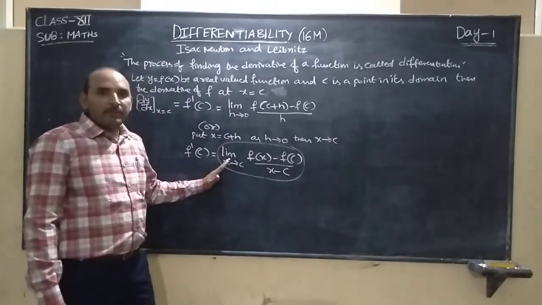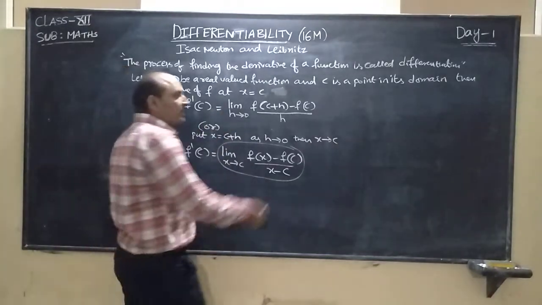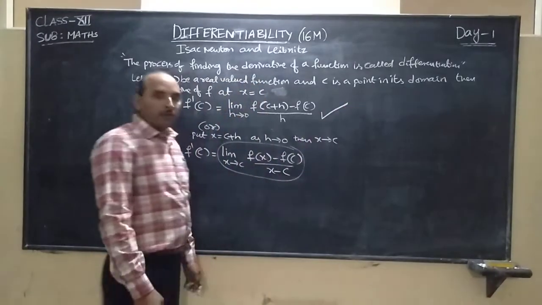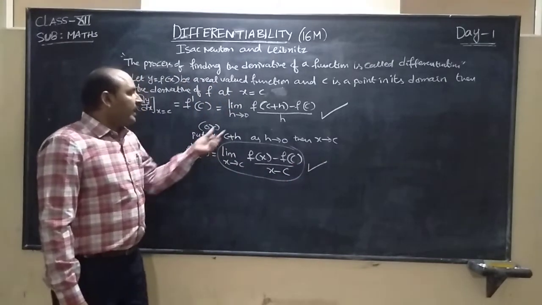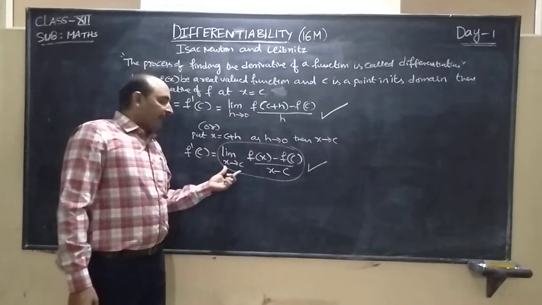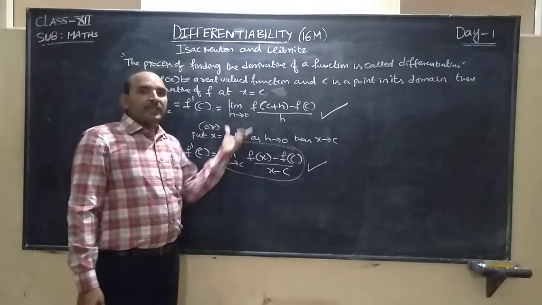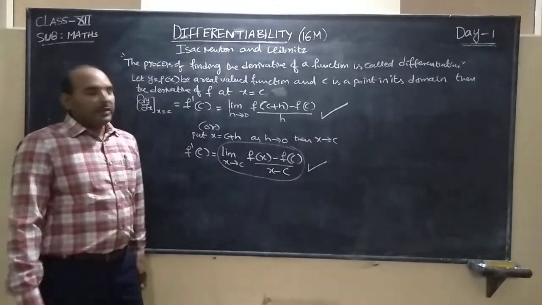This form is nothing but another form of the derivative of the function. This is one direct standard form and this is the other form. Both are the same, by taking x is equal to c plus h. Here h tends to 0, here x tends to c. You can use any one formula, and you will get the answer for the upcoming problems.